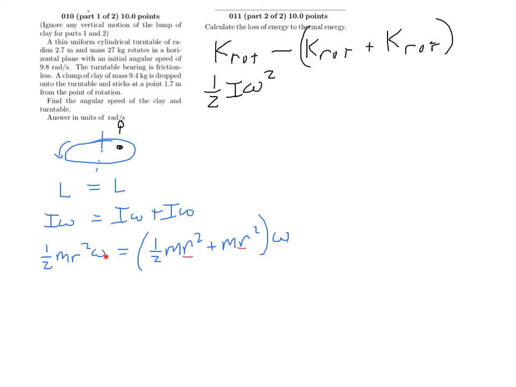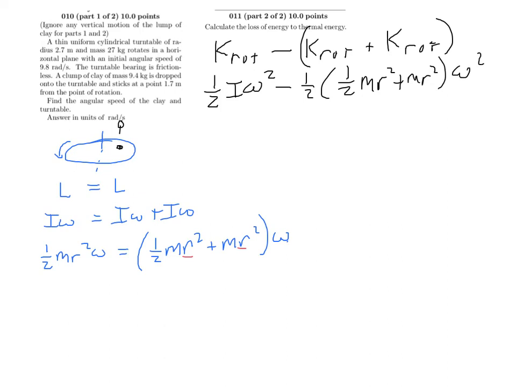So I'm going to have 1/2 mr squared omega squared, and then I'm going to subtract the total sum of this, so I've got all of this, but I've got 1/2 of it times omega squared instead. So what that's going to look like is minus 1/2 of (1/2 mr squared plus mr squared) omega squared.